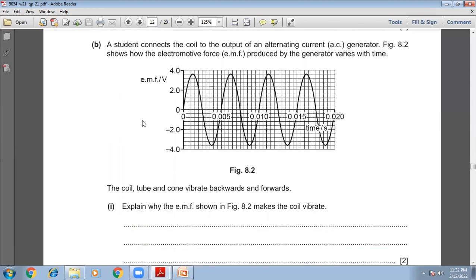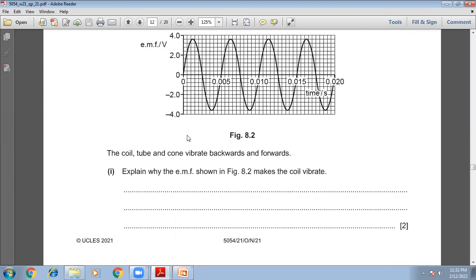So a student connects the coil to the output of an alternating current AC generator. Figure 8.2 shows how the electromotive force EMF produced by the generator varies with the time. The coil, tube and cone vibrate backwards and forwards. Explain why the EMF shown in figure 8.2 makes the coil vibrate.